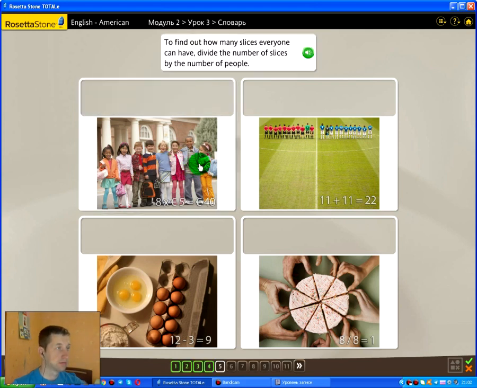To find out how many slices everyone can have, divide the number of slices by the number of people. Чтобы найти, сколько кусочков каждый может съесть, нужно разделить количество этих кусочков на число людей.